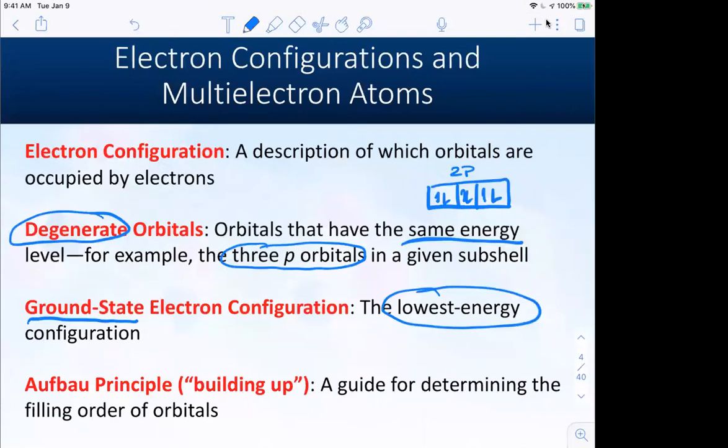I can promote electrons into higher energy orbitals by adding energy, but typically we're not going to worry about that right now. And then the Aufbau principle is this building up principle, and this is a guide for determining the filling order of the various orbitals that are available in a particular atom.